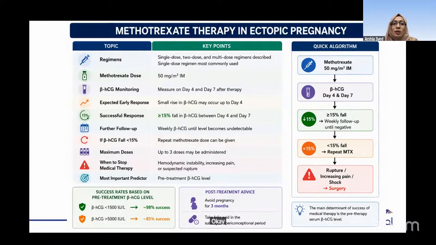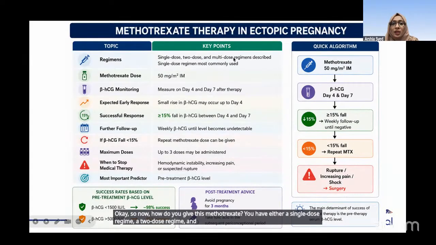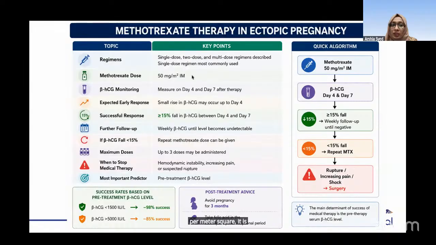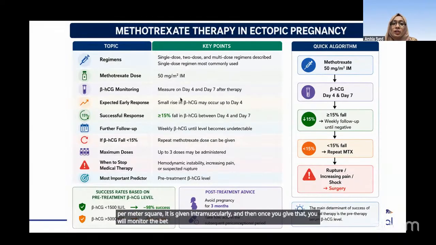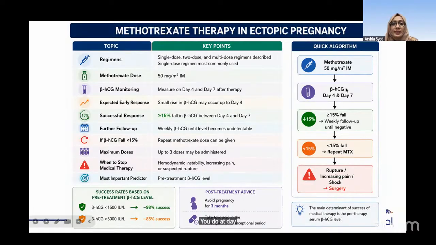Now how do you give this methotrexate? You have either a single dose regime, a 2-dose regime, and a multi-dose regime. Single dose regime is most commonly given. The dosage of methotrexate is 50 milligram per meter square. It is given intramuscularly. And then once you give that, you will monitor the beta HCG level on day 4 and day 7 after giving the therapy. So first you do a baseline beta HCG and then you do it at day 4 and day 7.